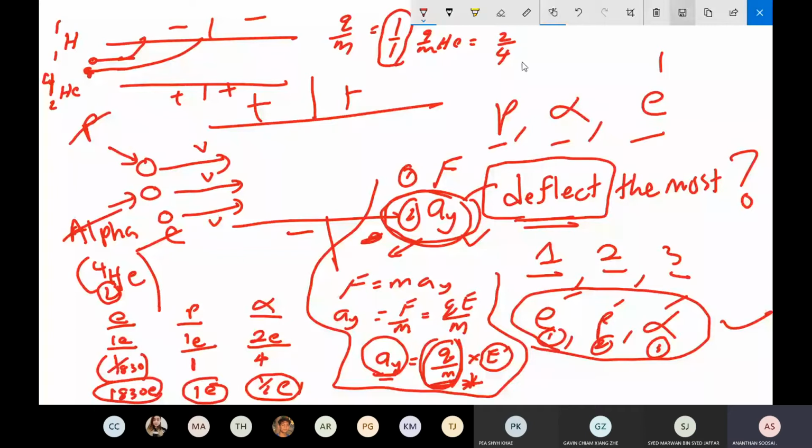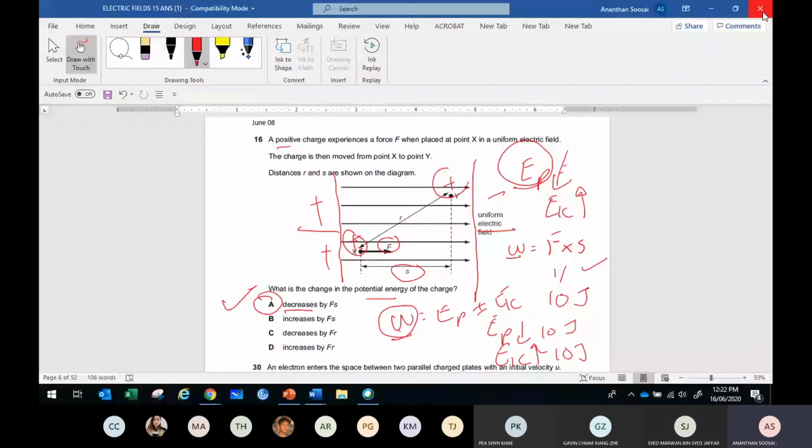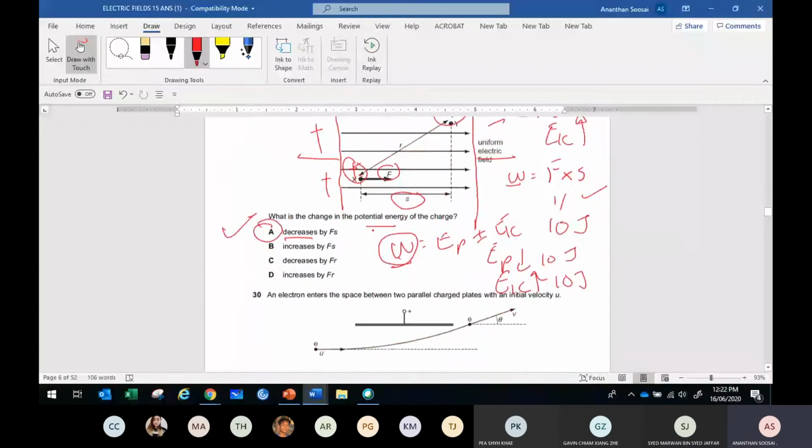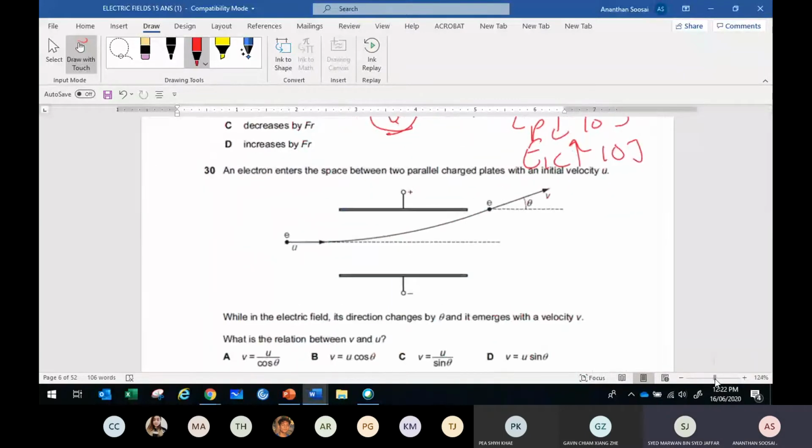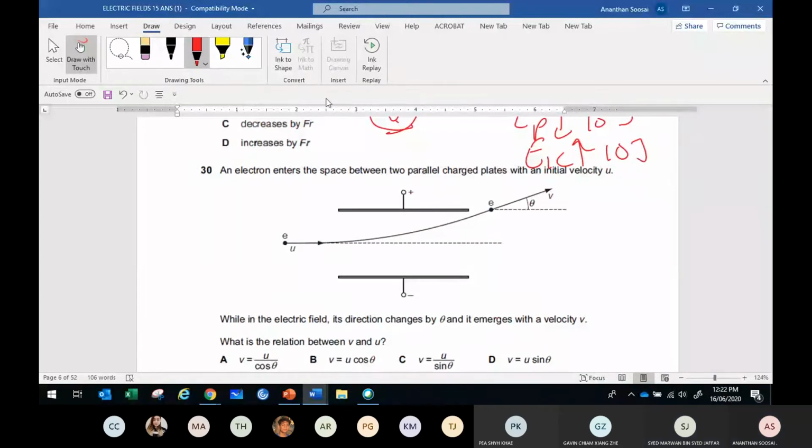Deflection. Any questions from here? Okay, so we go back to the past questions. Okay, more questions? This question is a very good one. Page 21 again, question 30. Give it a try again. Send me your answer.